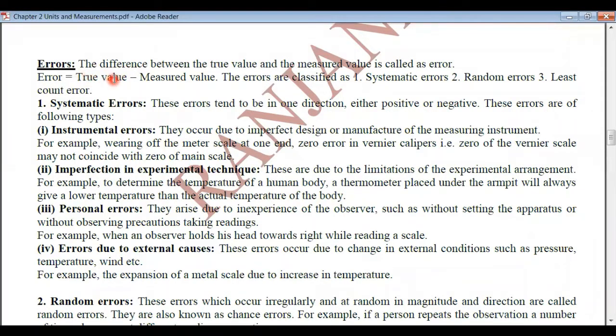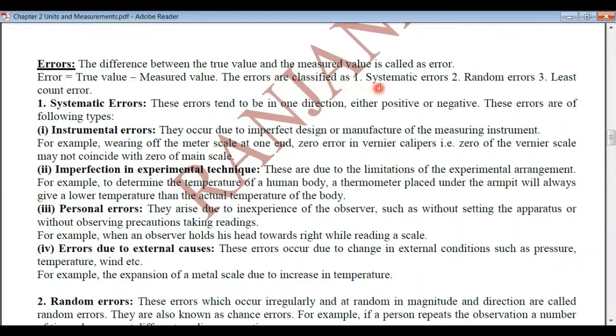Next, we'll study about errors. Error is the difference between the true value and the measured value. So the difference between the true value and the value which we have measured is called as the error. So error is true value minus the measured value.